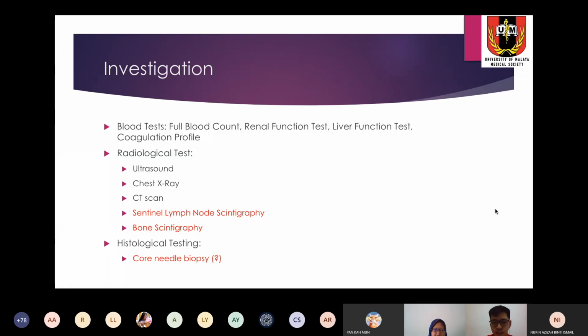These are the investigations: the blood tests, full blood count, renal function test, and the rest, and the radiological tests would be ultrasound, chest X-ray, CT scan. Is uniductal discharge more likely to be malignant than multiductal? Correct.